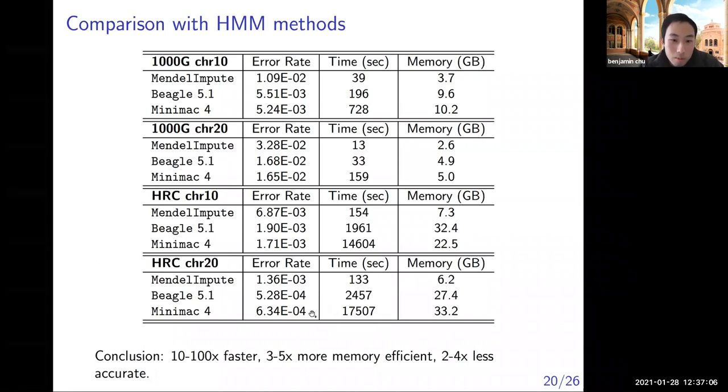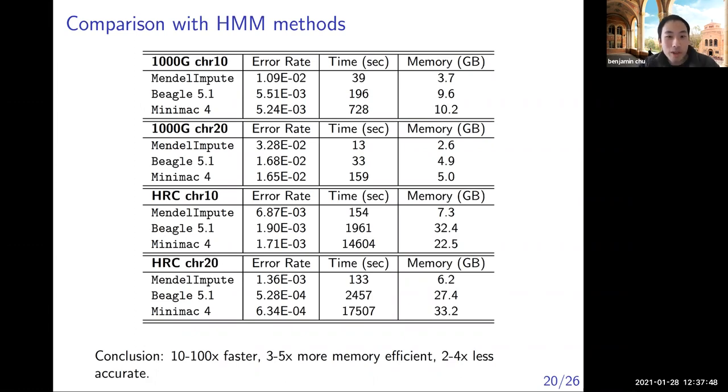But we have to pay a price. Currently, we are less accurate. We are two to three times less accurate. But in extremely bad cases, it can go up to four times less accurate. So I just want to be honest there. But we have to look at the actual numbers, right? Here, we're looking at an error rate of about one imputation error out of every 1,000 SNPs. The competing method is looking at 0.5 errors out of every 1,000 SNPs. So it's really not too big of a difference. At least that's the story we're trying to tell.